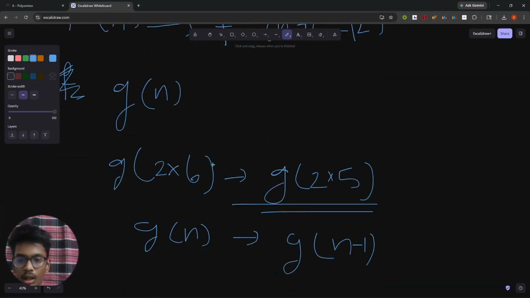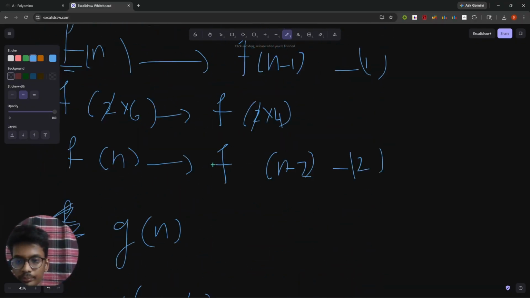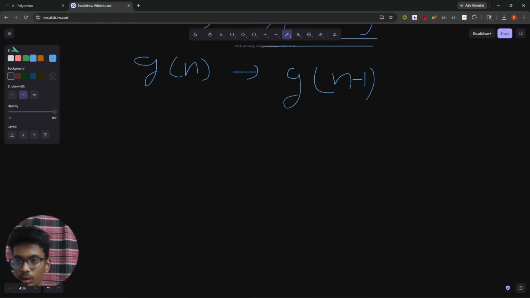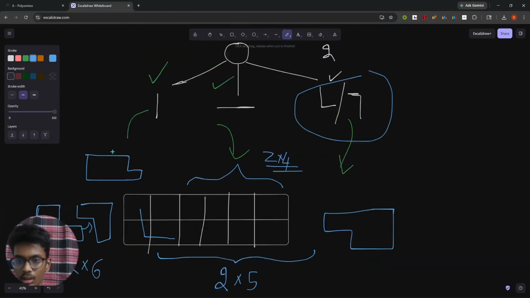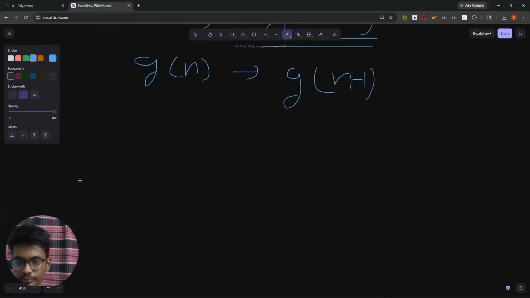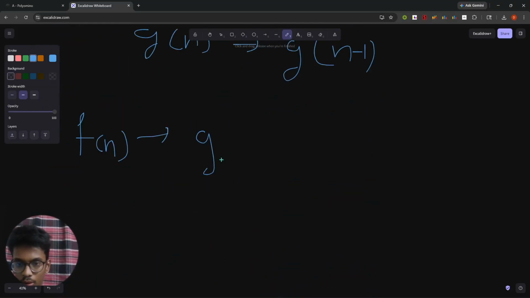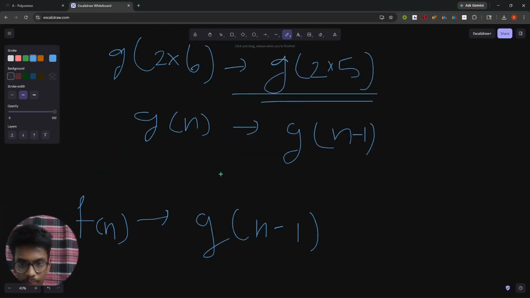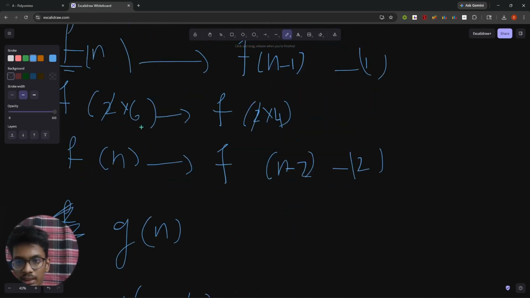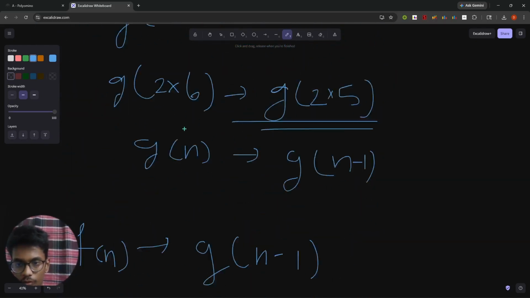Fine. And one more thing, actually, we missed something. What is it? This f of n, on placing an L shape, can lead to g of n minus 1. This f of n can lead to g of n minus 1. And when placing this L, it can lead to g of n minus 1.